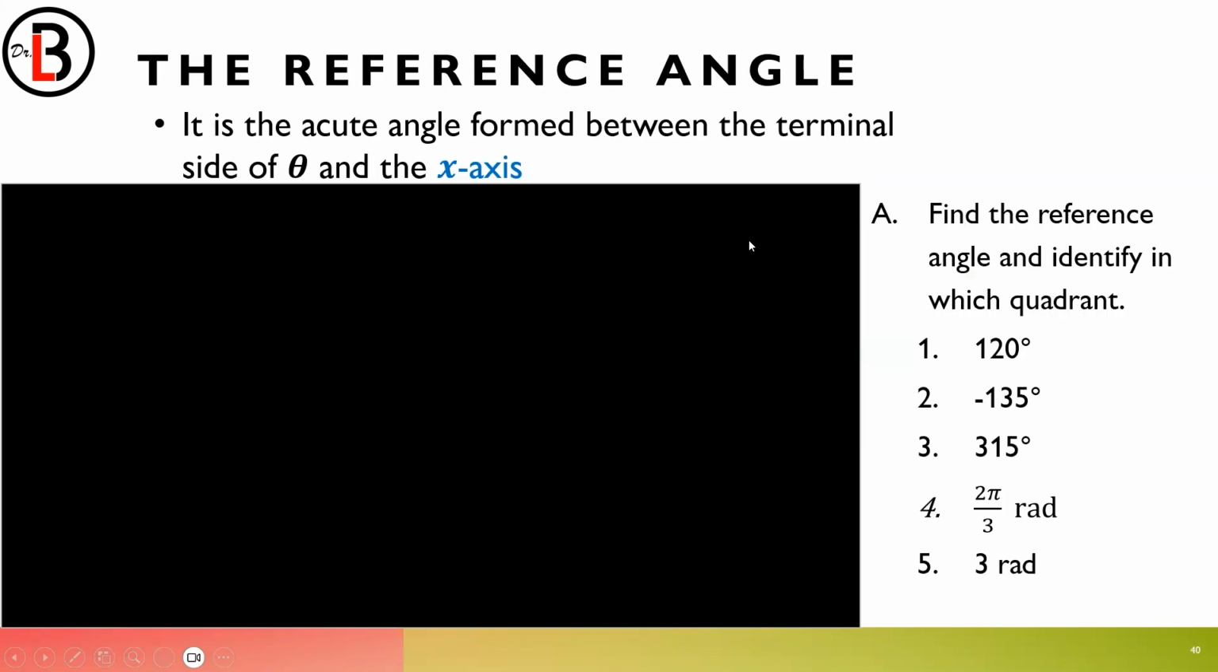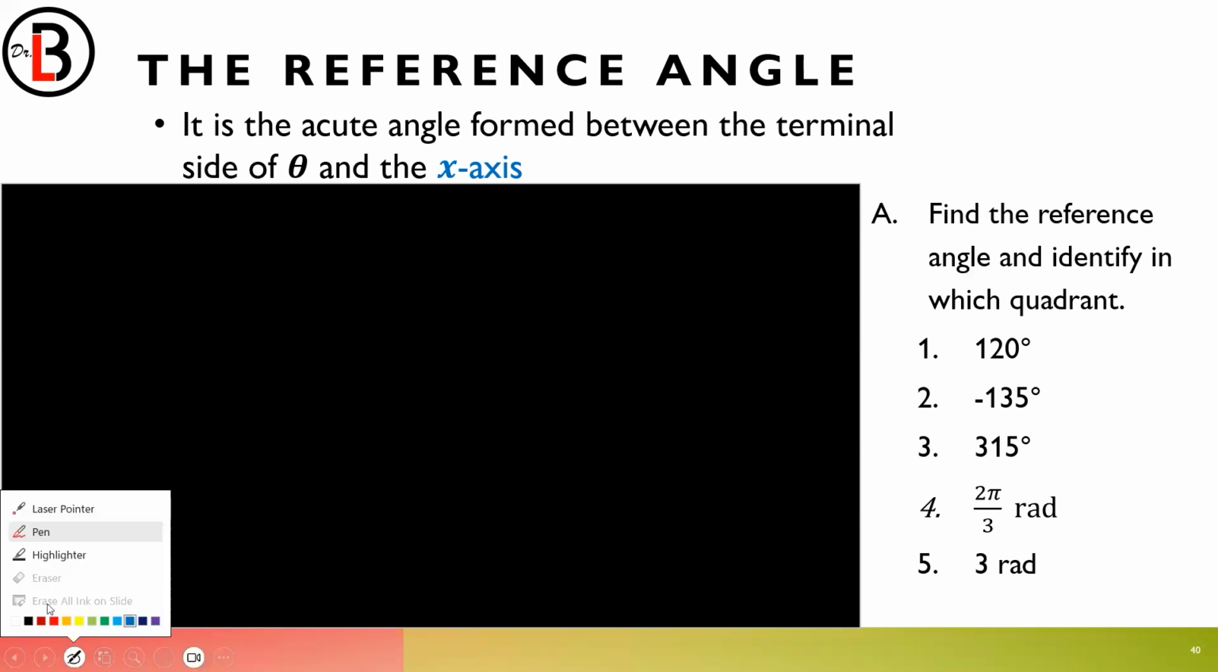Okay, now, let's go back to the reference angle, but then I'm going to give you something that's probably more than one revolution, or probably not in the first quadrant. So the reference angle is the acute angle formed between the terminal side and the x-axis. So it does not necessarily mean that it has to be the positive x-axis. So long as it's the x-axis referenced, it is the reference angle. It's an acute angle, okay?